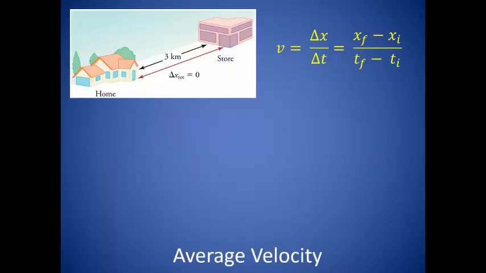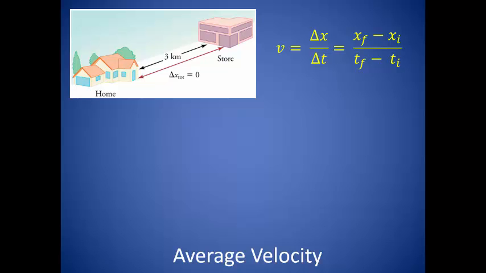Average velocity is defined as displacement, or change in position, divided by the time of travel. Since displacement is included in the definition, it indicates that velocity is a vector quantity, and includes both magnitude and direction in its description. Delta x is the displacement. Delta t indicates the change in time.